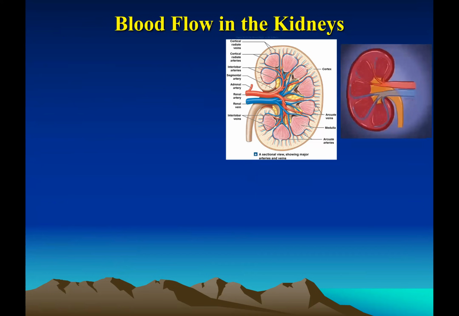Here we are talking about the blood flow. So blood enters the kidney, it gets purified in the nephrons, and clean blood is going to leave through the renal vein. So this is the overall idea here. Let's look at the blood supply. The renal artery is going to enter the kidney.